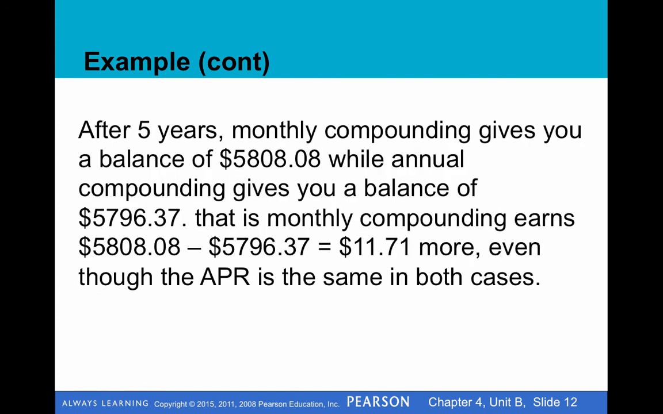So after 5 years, monthly compounding gives you a balance of $5,808, while annual compounding gives you a balance of $5,796.37. That's a difference of $11.71, even though the APR is the same in both cases. So the big lesson here is that the more compounding you get, the more interest you're going to receive. Compounding is more like exponential growth. It's slow at the beginning and it'll eventually go fast.